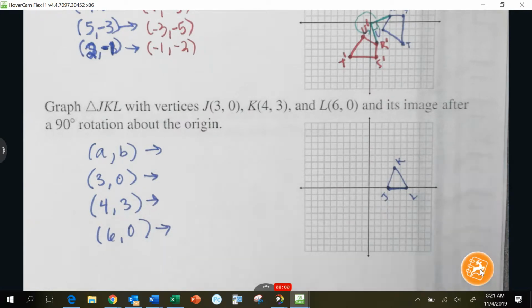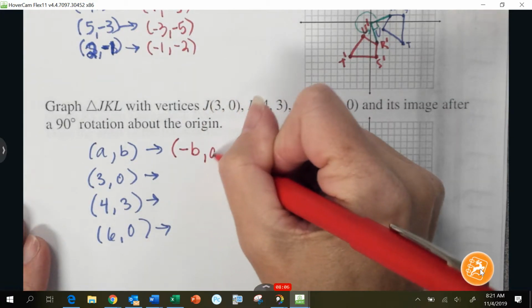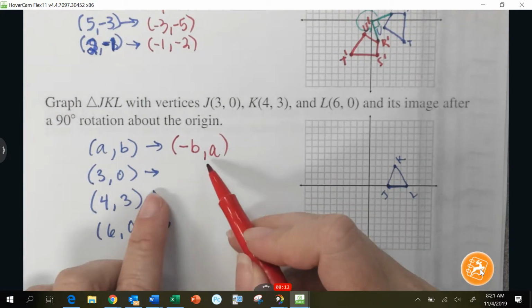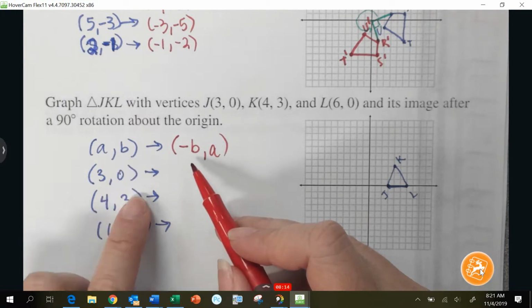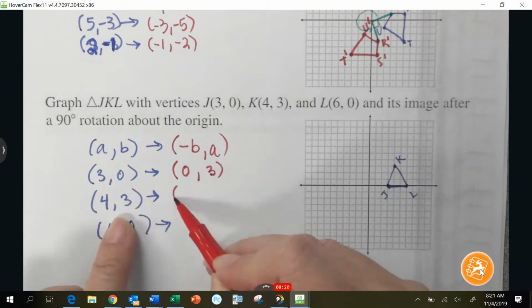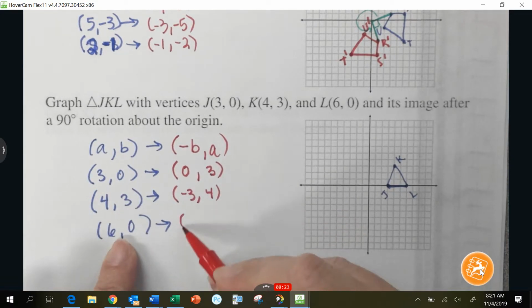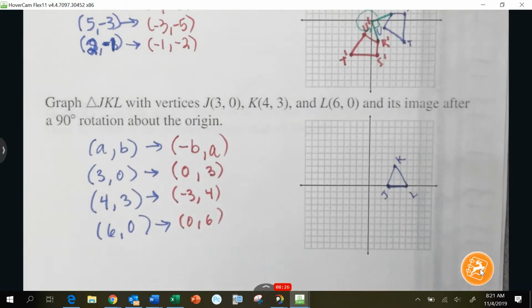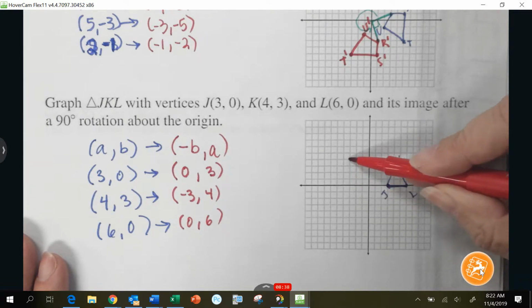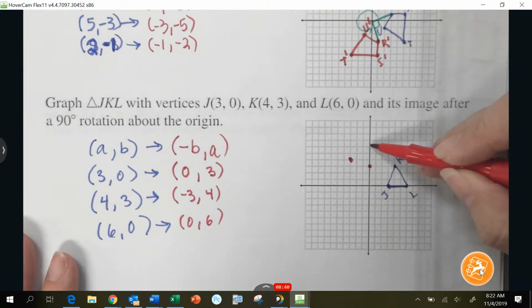So we go and we look at our coordinate rules for 90 degrees. It says (negative b, a). So I'm going to copy that over, (negative b, a). Then I'm going to do that to every single point. So I'm going to switch the 2 points, and the y value becomes negative. But only really one of them mattered for becoming negative. (0, 3), (negative 3, 4), (0, 6).